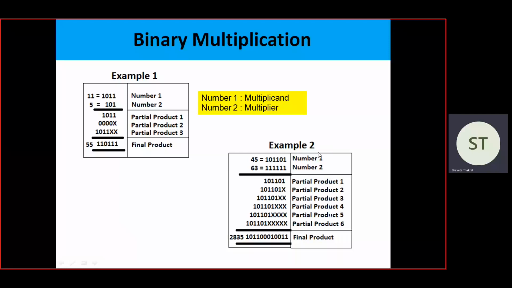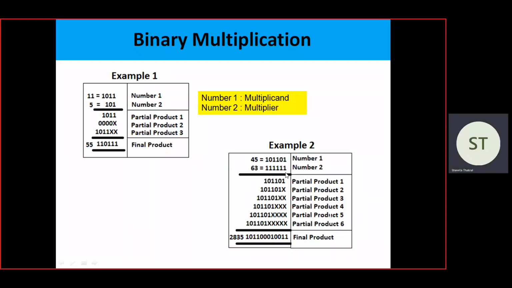Then in example 2, we are taking two numbers, 45 and 63 in decimal. First of all they are written in binary: 101101, that is 45, and 111111, that is 63. When we multiply these two numbers, here we write partial products. How many partial products will there be? That depends upon the number of bits in the multiplier.